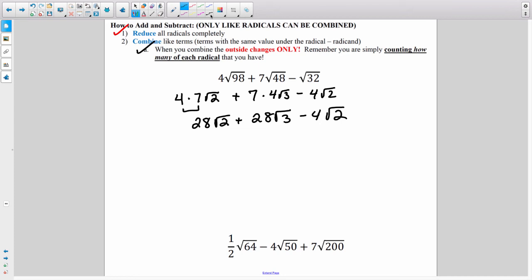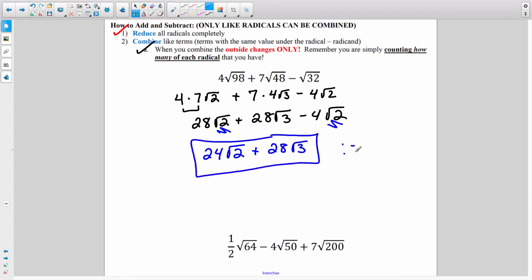So I see this and this. Those are both radical 2's, so why don't we combine them? 28 minus 4 is 24. So I have 24 of these radical 2's laying around, and I have 28 of these radical 3's. That, my friends, is your final answer.